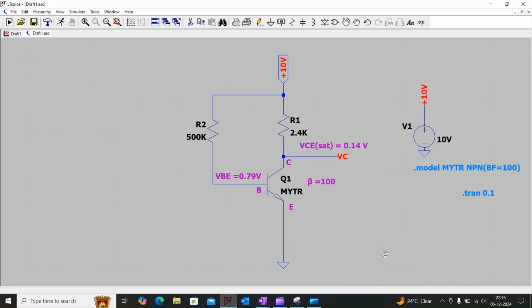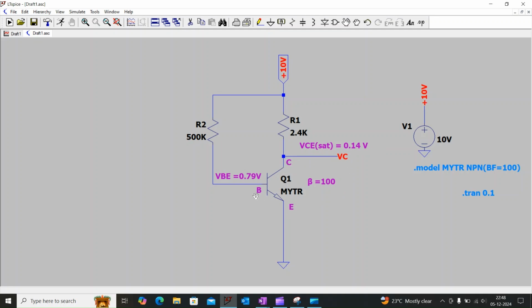Hi everyone. Now we are going to discuss another one transistor circuit, and here we are going to find in which region the transistor is going to work. Here we are using the NPN transistor with base to emitter junction voltage of 0.79 volt and the saturation voltage between the collector and emitter of 0.14 volt.